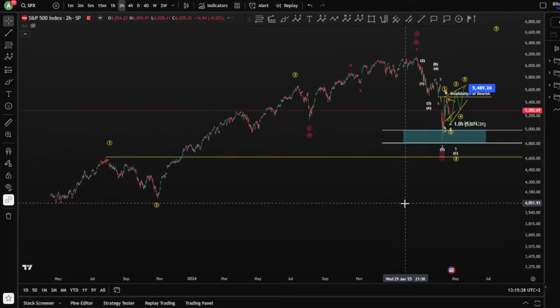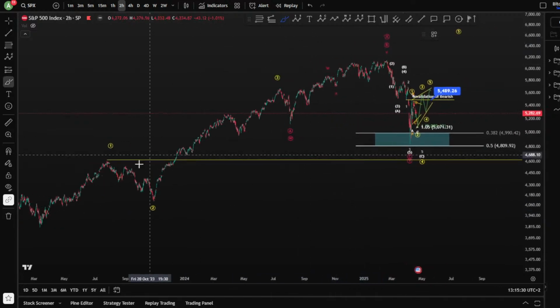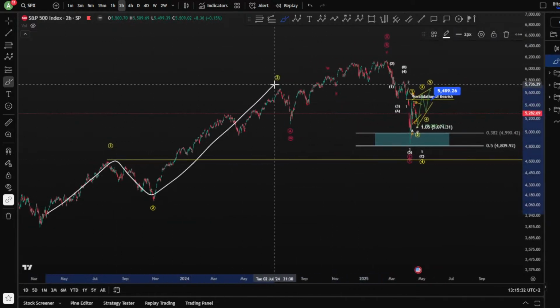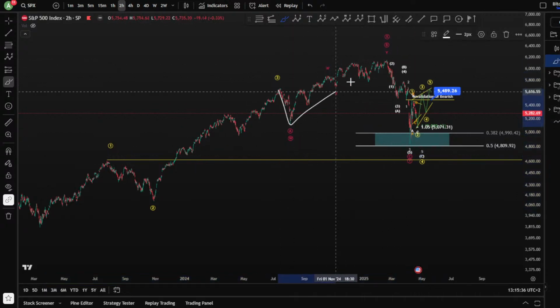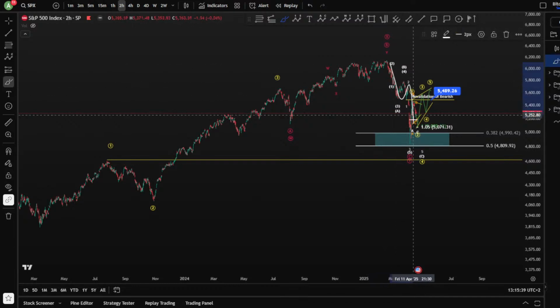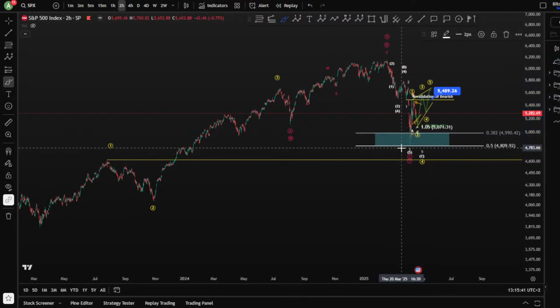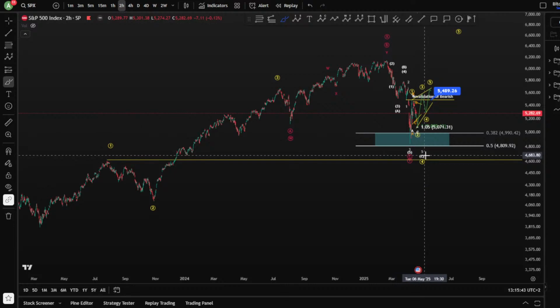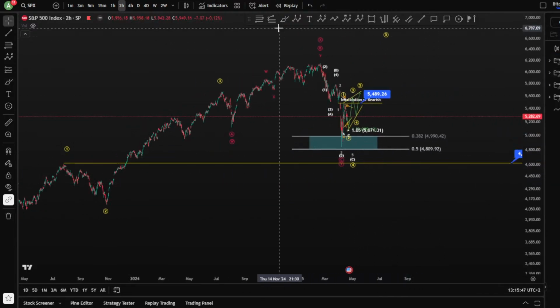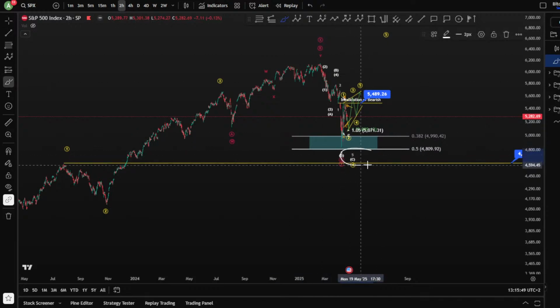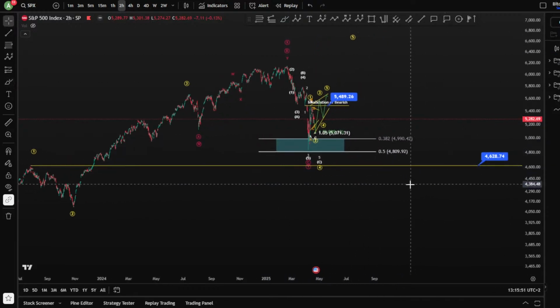We're talking here about this scenario where you have a 1, 2, 3, and you're looking for an expanding flat wave 4: A, B, and a C. The wave C has to be an impulse toward the downside. In this scenario, the wave 4 can potentially reach the blue box, but if it breaks this blue box, you are in a dangerous zone for a recession signal.